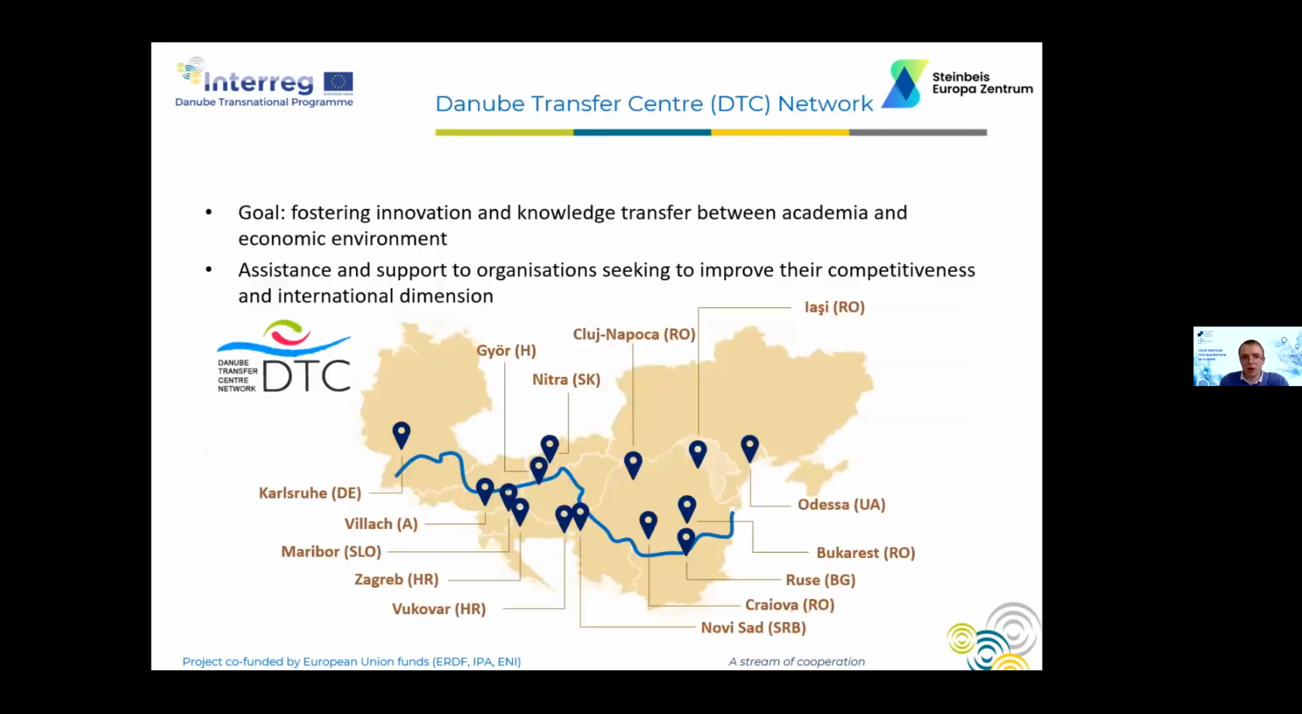Also wanted to highlight that in all Danube countries, you will find so-called Danube transfer centers. These are transfer centers that support knowledge transfer between academia and industry. Very important also if you are a higher research organization and want to find a partner from industry that would like to kickstart a project with you. And they're also helping you if you want to grow in Europe or internationally.